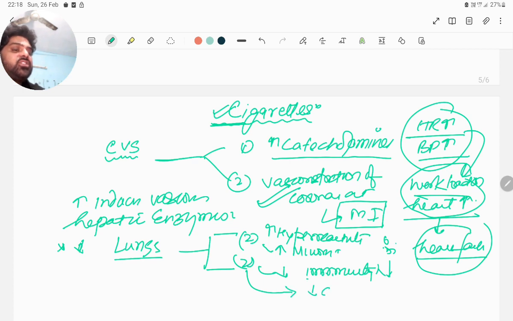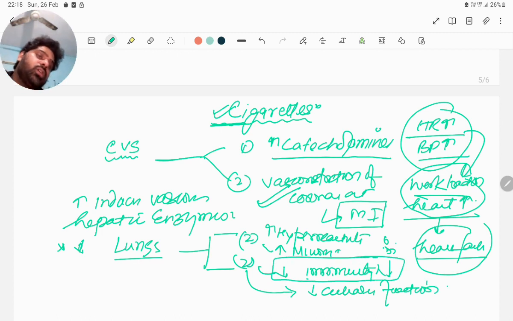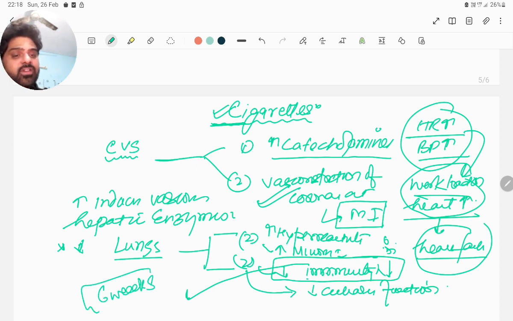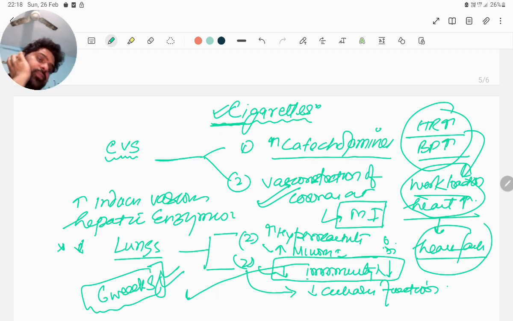And it decreases ciliary function. Okay, this immunity: when we do cigarette smoking, this immunity decreases and it turns to the normal value when we quit cigarette for 6 weeks. This is very important and asked a lot. When we quit for 6 weeks, then this immunity comes to the normal value.